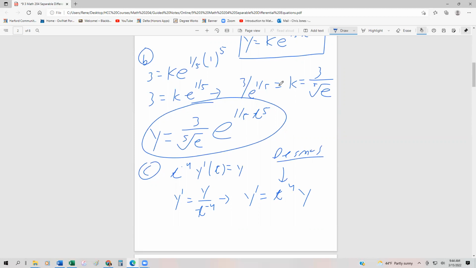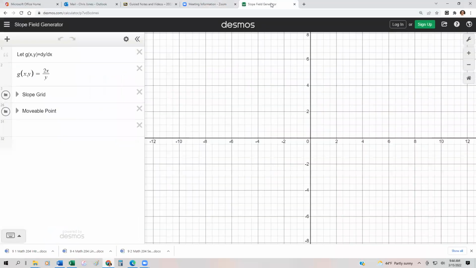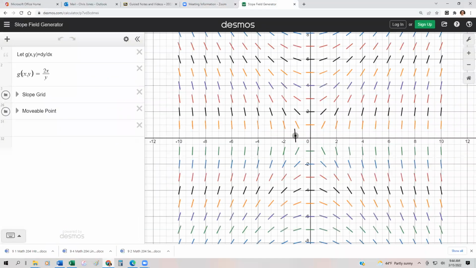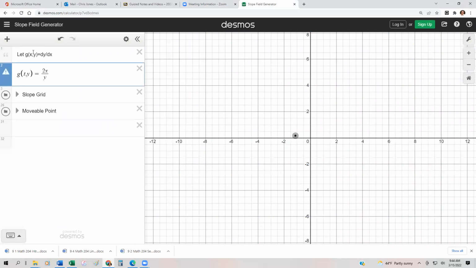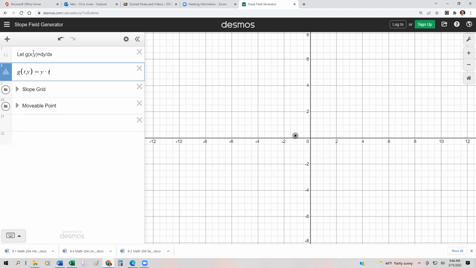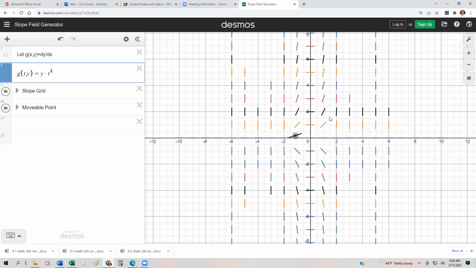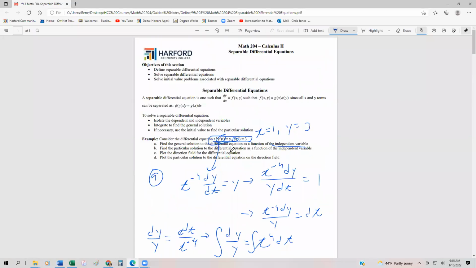Okay. So you have to go back to the previous section. We have the link to be able to get the Desmos. Okay. So I'm just going to go over here. I'm going to plot my function. Now I'm just going to change the x to a t. And remember, our function was y times t to the 4th power. All right, so this is our field. And then down here, what we're going to do, so this is the slope field. So that's part C.